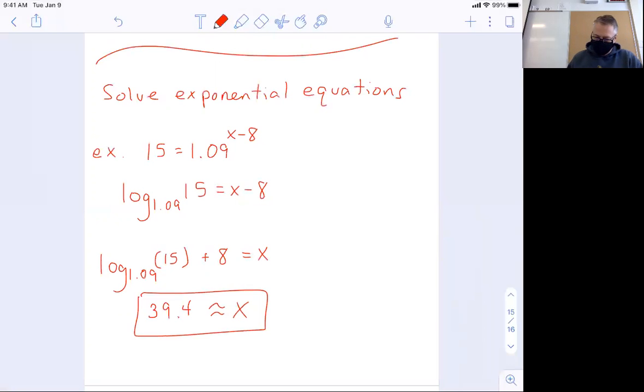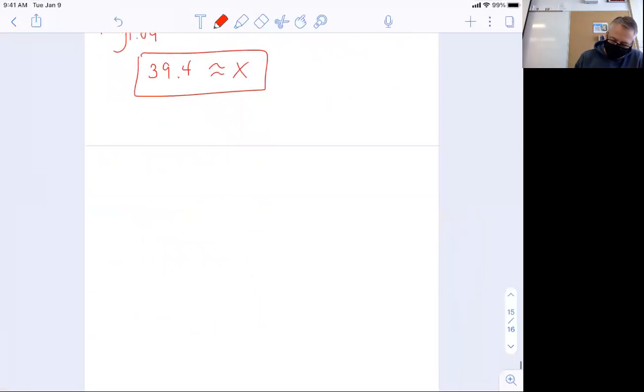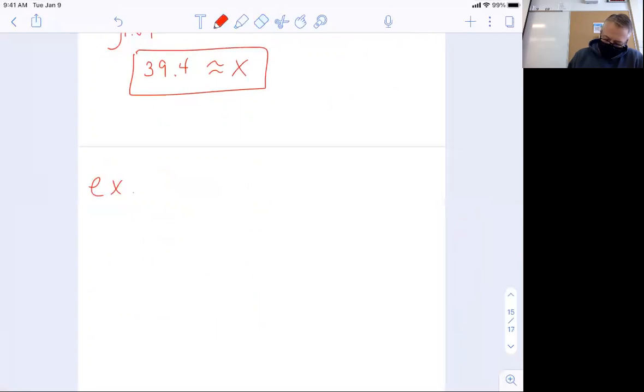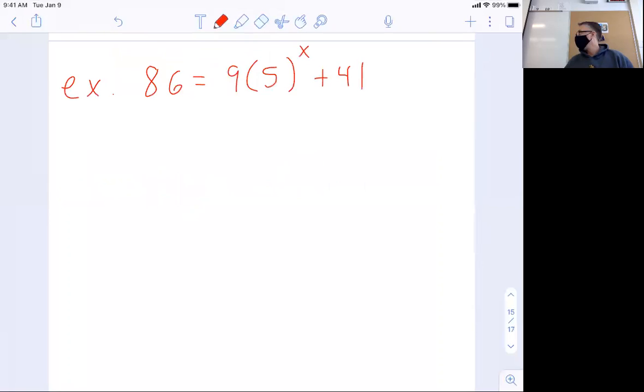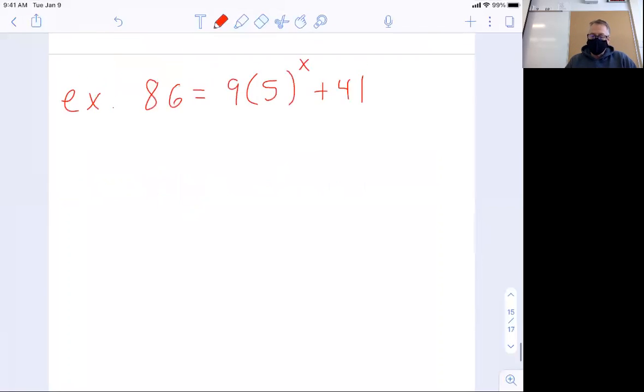All right, let's do another one. All right, let's say we have log base 6 of 9x. Whoop, I'm sorry. Scratch that, guys. I was reading the wrong one here. 86 is equal to 9 times 5 to the x plus 41. All right, we're trying to solve for x again.